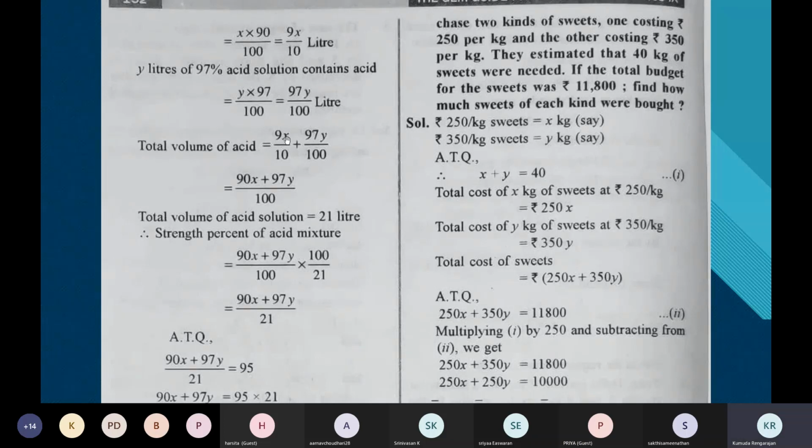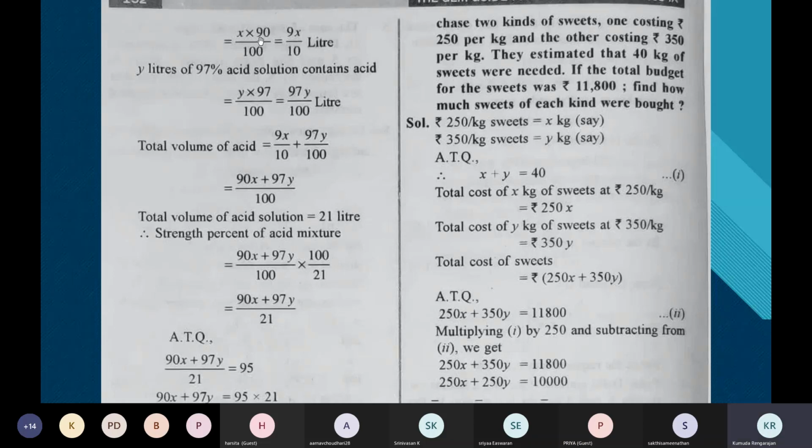So what's the total volume of acid? Total volume of acid is 90x by 100 plus 97y by 100. Ignore the working here, children. This will be equal to 95% of 21 liters, so 95 by 100 into 21.